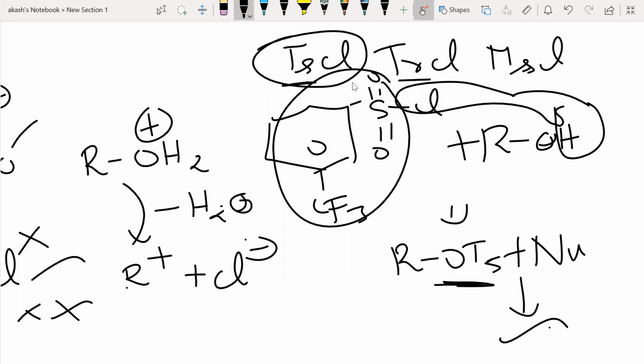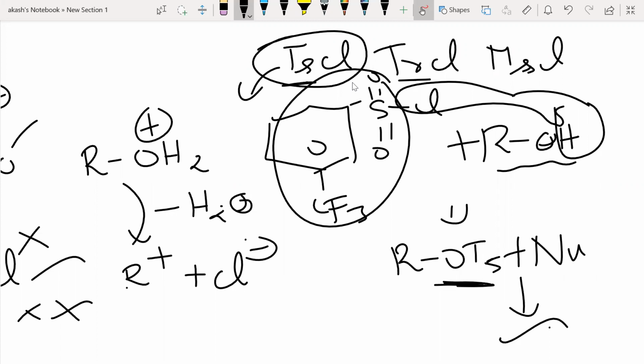But if the examiner really wants to dash your case, he can ask TfCl and MsCl also. Anyways, 99% it will be tosyl chloride. The only reason I use tosyl chloride is because I want to make alcohols undergo nucleophilic substitution. That's the main reason. They can even use tosyl acetates, but the moment you see Ts, understand this will be used only with alcohols. So these are all about nucleophilicities.